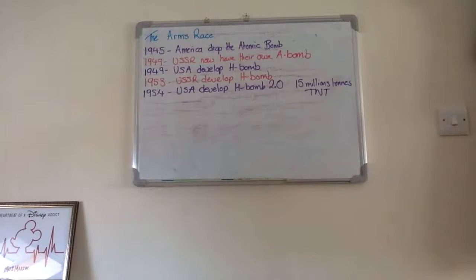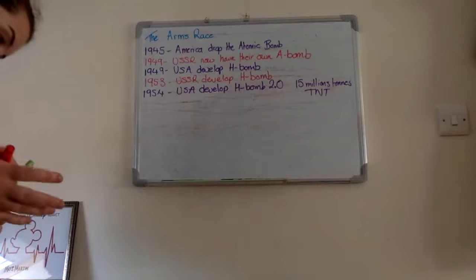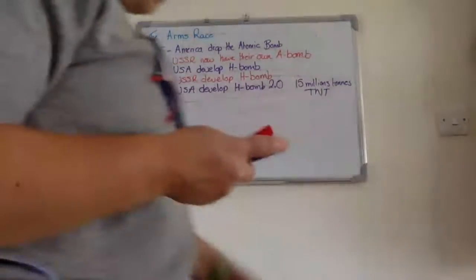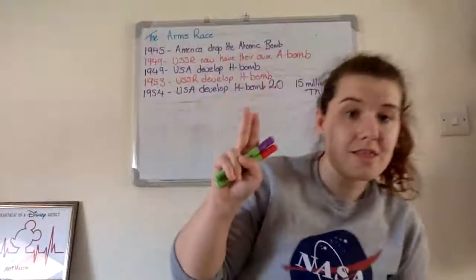Now he develops the H-bomb kind of 2.0. It's a much bigger H-bomb. Its explosive power was the equivalent of 15 million tons of TNT, so dynamite. That is mega. And it was then about getting these new weapons to keep them safe.